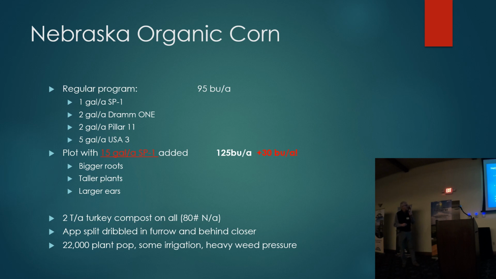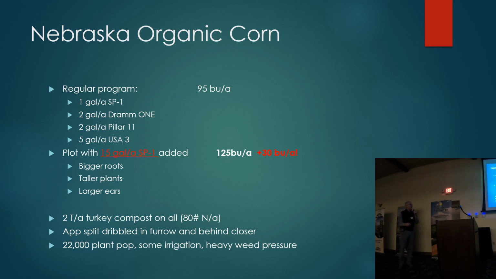Planted at 22,000 population, some irrigation, had fairly heavy weed pressure. But where he added the 15 gallons of SP1, he got another 30 bushels per acre of corn.